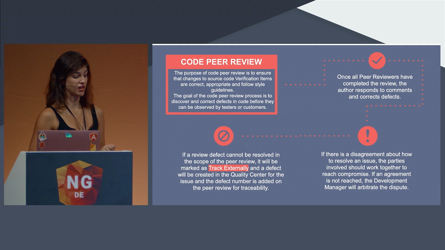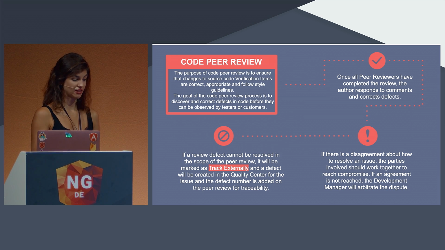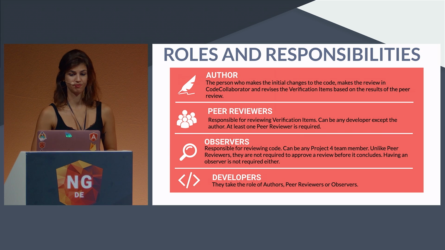If a review defect cannot be resolved in the scope of a peer review, it will be marked as resolved externally, and a defect will be created in the quality system for the issue, and the defect number is added on the peer review for traceability.